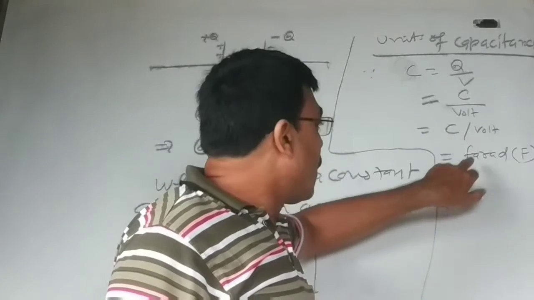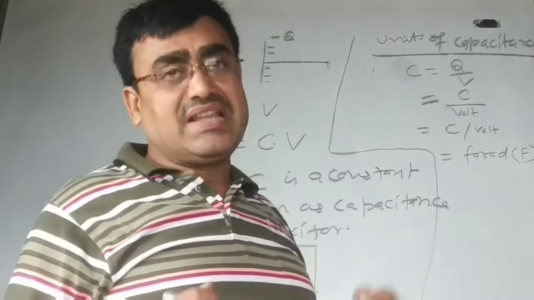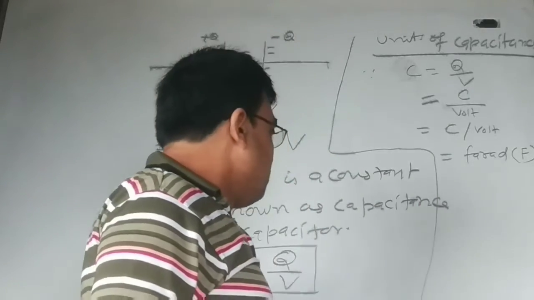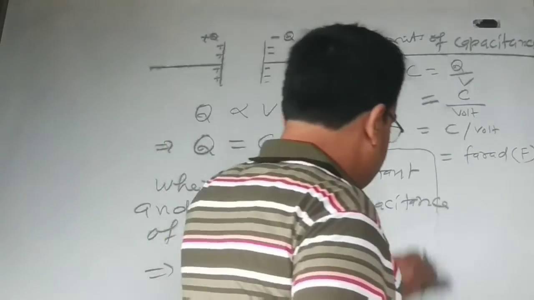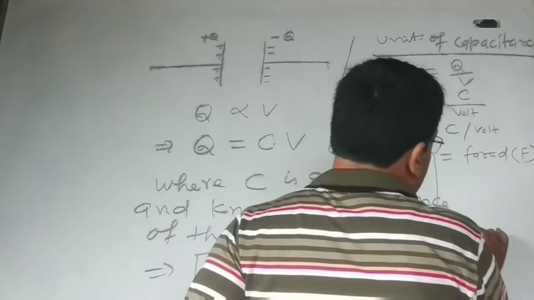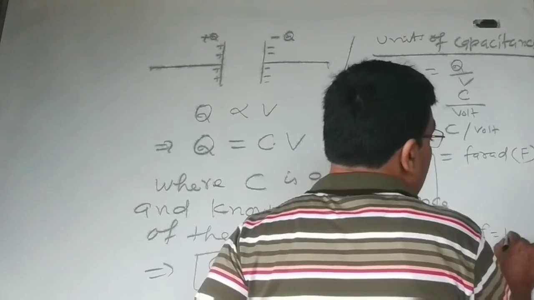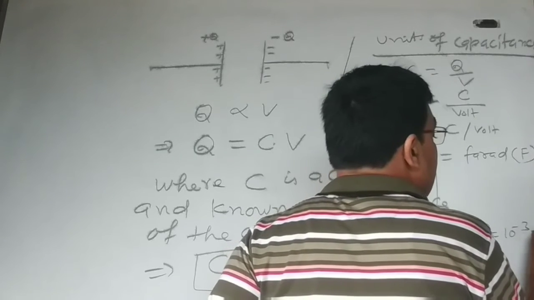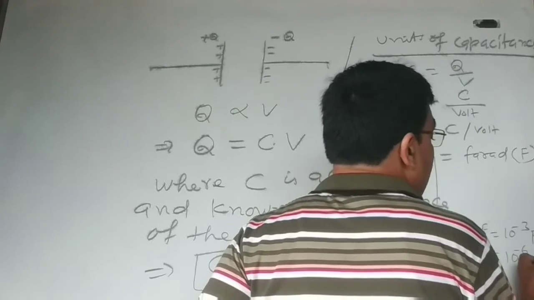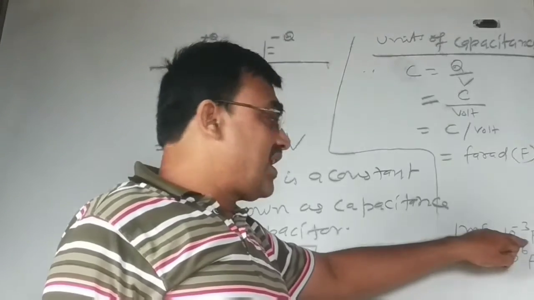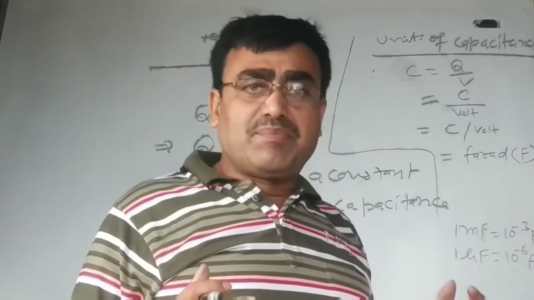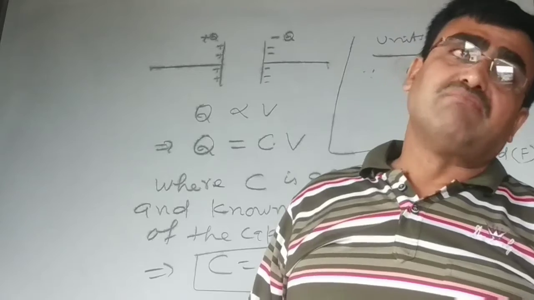Coulomb per volt or Farad. But Farad is the larger unit of capacitance. Its practical units are millifarad or microfarad, which are smaller units. 1 mF is equal to 10 to the power minus 3 F, and 1 μF is equal to 10 to the power minus 6 F. Millifarad and μF, that means microfarad. So commonly capacitance is measured in millifarad or microfarad.